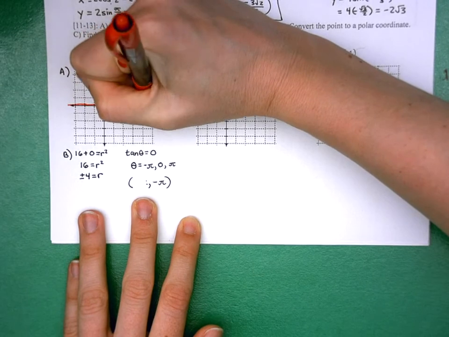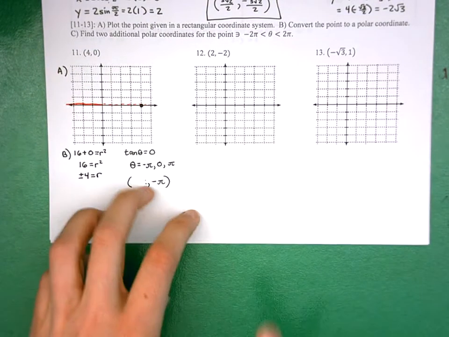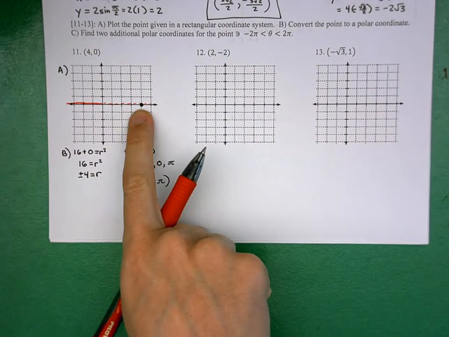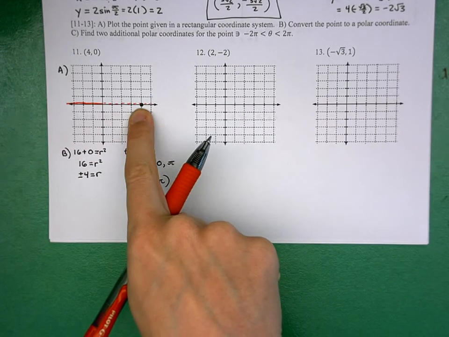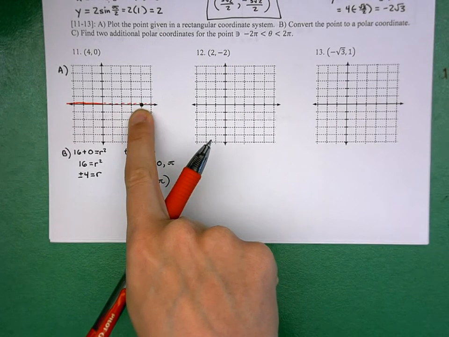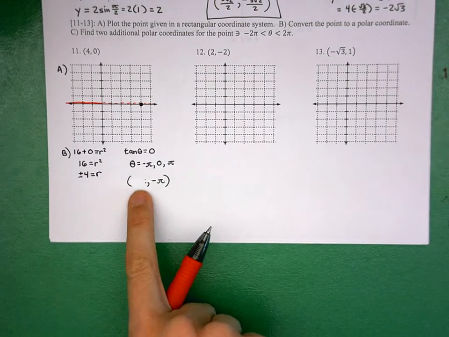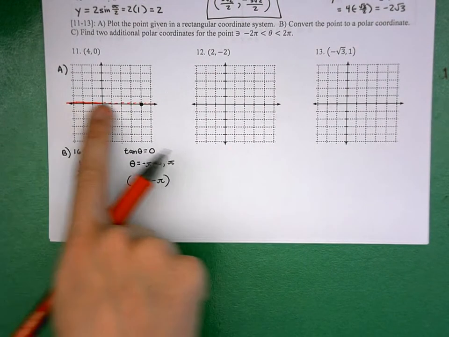Well, what kind of r would be needed to get me to land here in my coordinate plane? Well, I can't use positive 4. Positive 4 would send me along that radial line, right? 1, 2, 3, 4 in this direction.